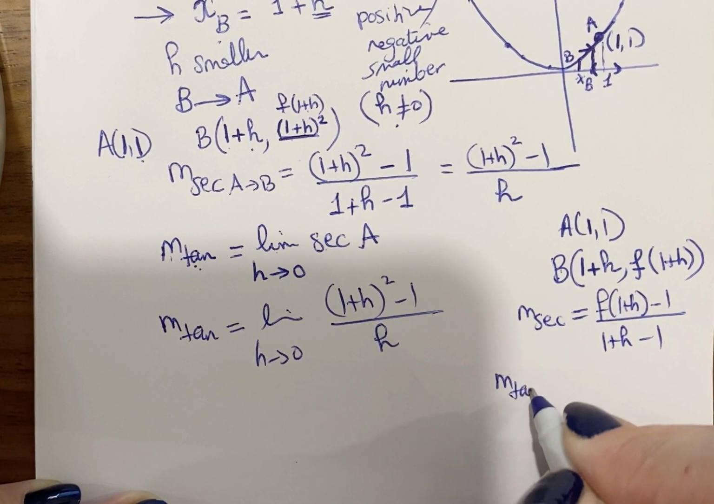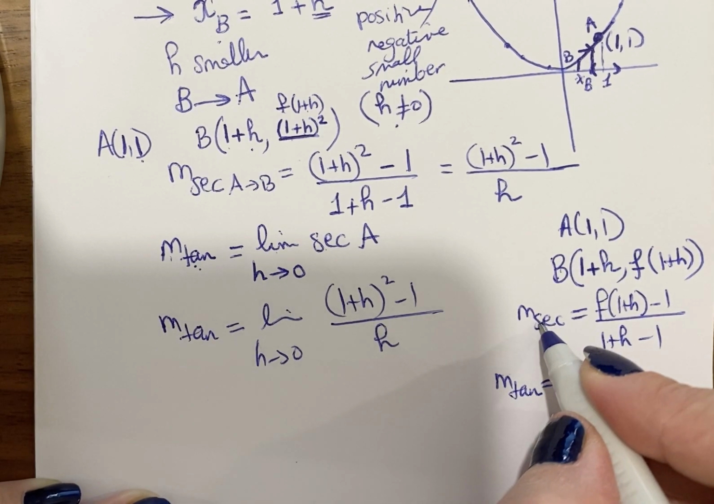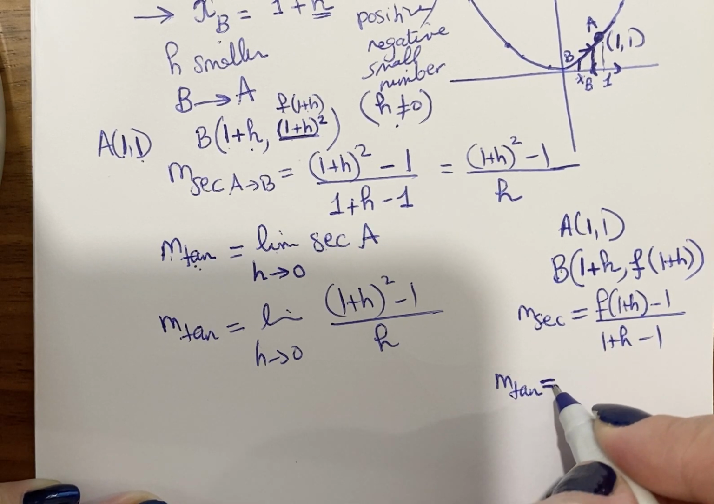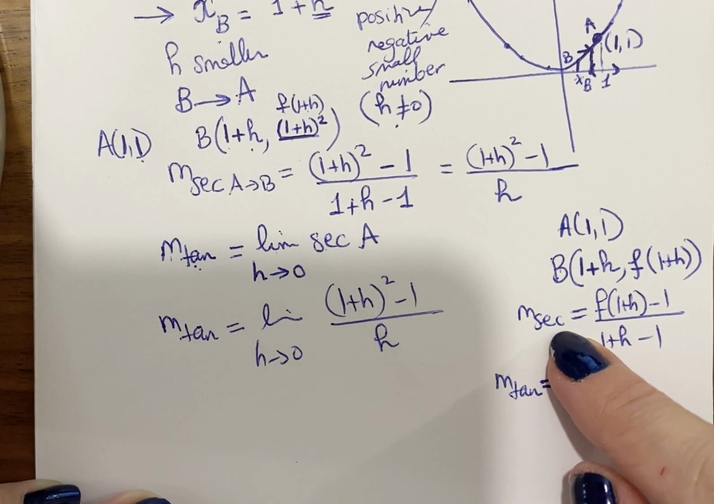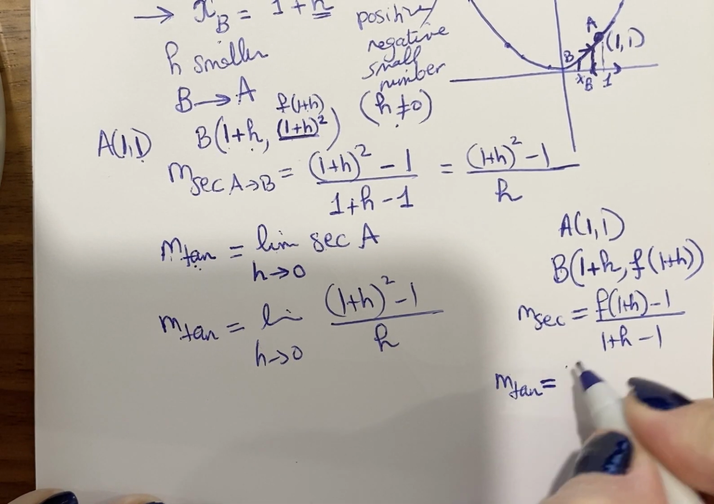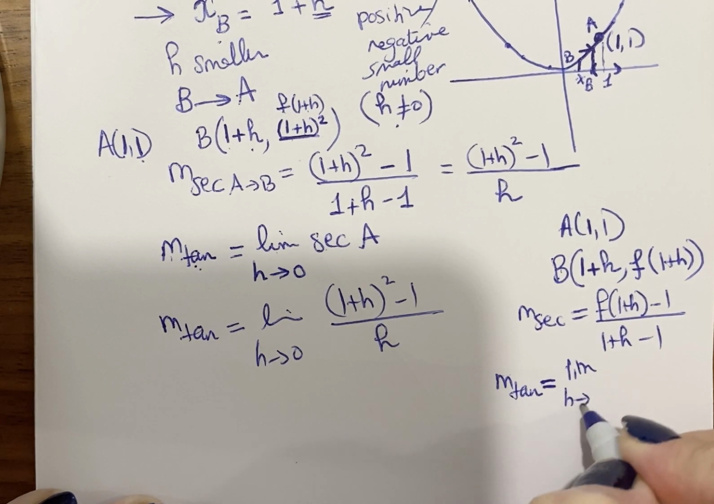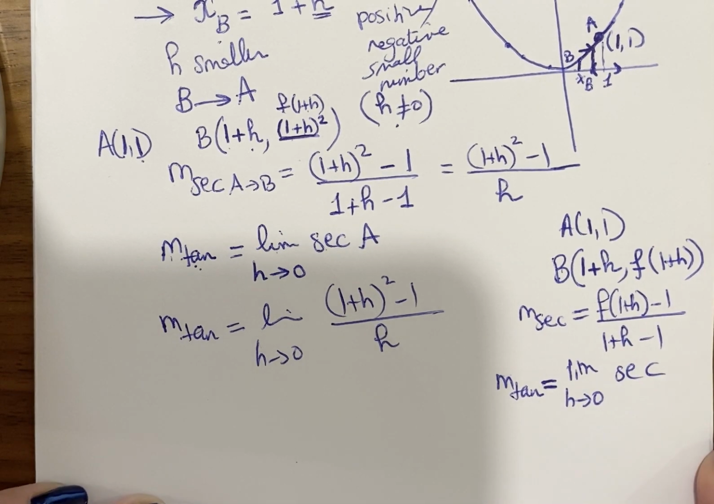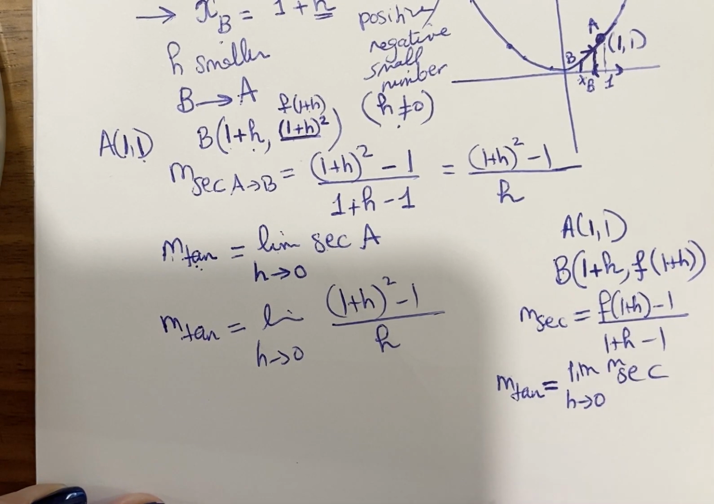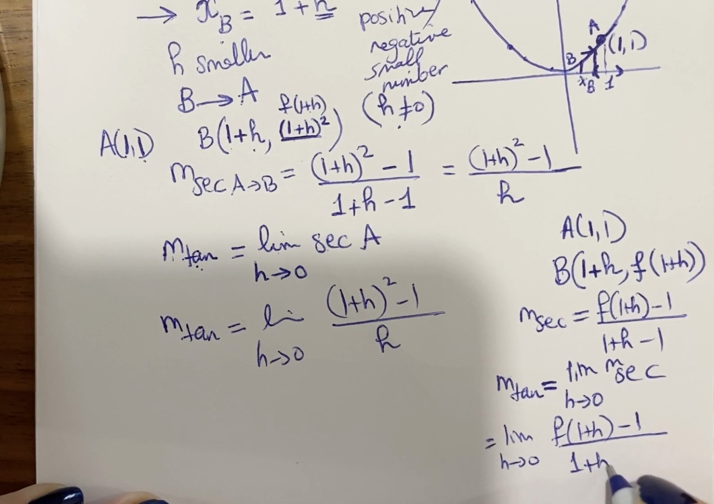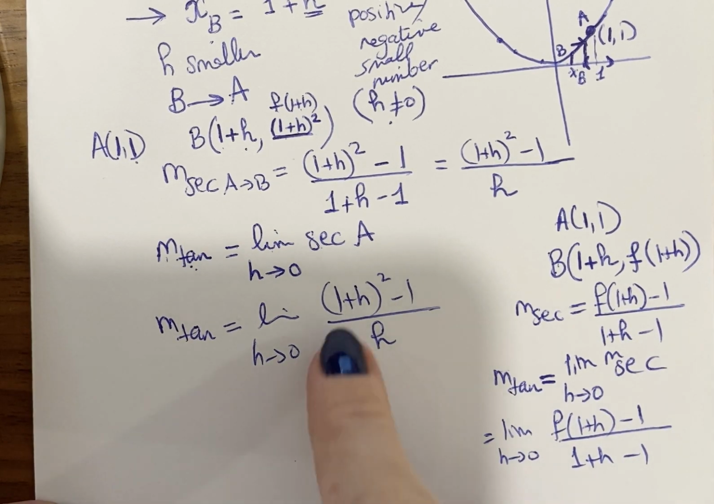What is the slope of the tangent? The slope of the tangent is never equal to the slope of the secant. But the slope of the tangent is equal to the limit of the slope of the secant as A approaches B, or as B approaches A. When will B approach A? When the difference between them approaches 0. So the slope of the tangent will be equal to the slope of the secant as h approaches 0, which is the limit as h approaches 0 of (f(1 plus h) minus f(1)) over ((1 plus h) minus 1), which is translated into this.